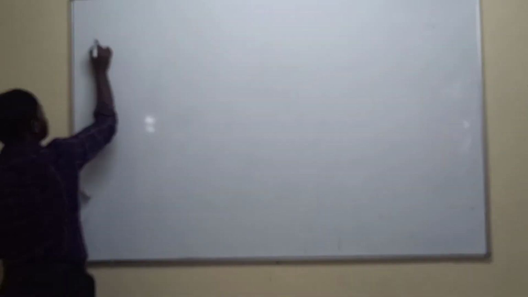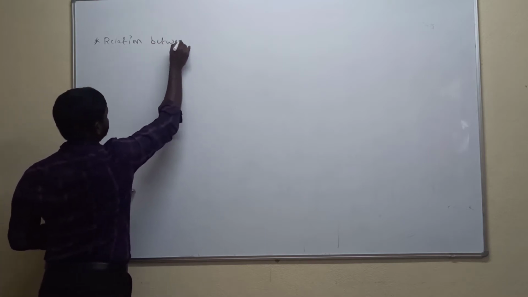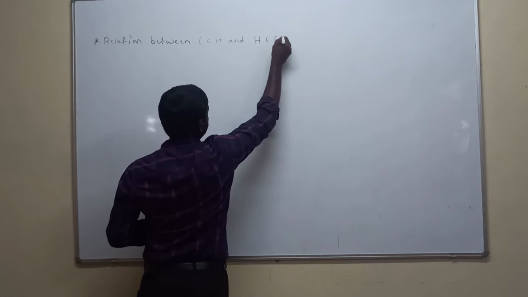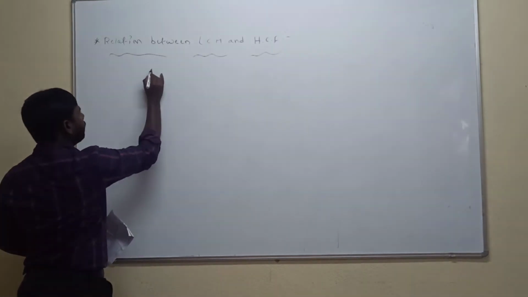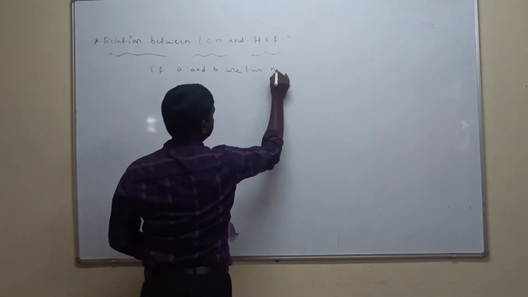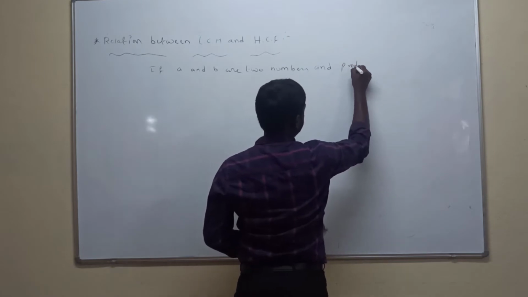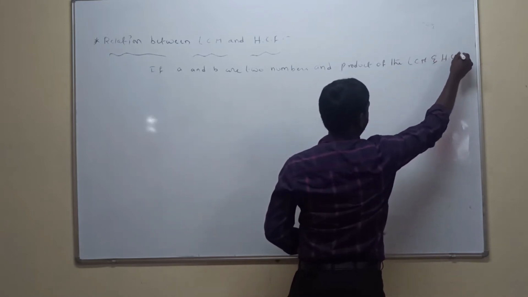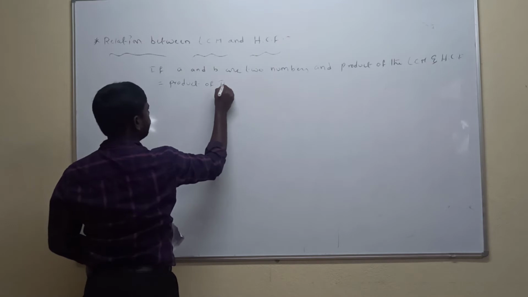A very important relation between LCM and HCF: if A and B are two numbers, then the product of the LCM and HCF is equal to the product of the two numbers. The product of two numbers.